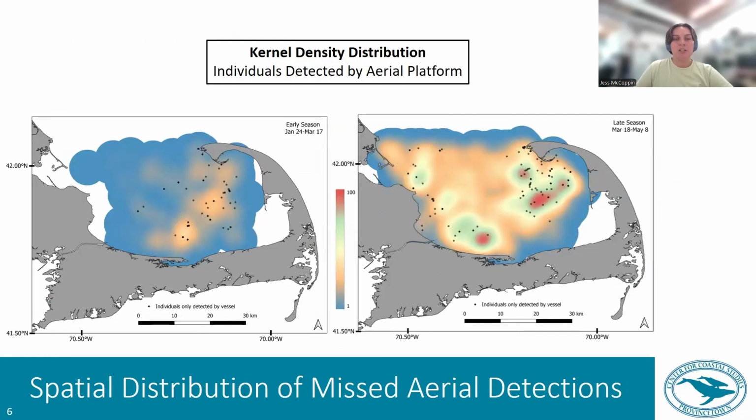Dividing this figure into early versus late season, trends in sighting density and spatial distribution become apparent. As compared to the early season on the left, the unique sightings of individuals increase in both number and their spatial use of Cape Cod Bay in the late season shown on the right. Specifically along the western edge of the bay, there are more unique sightings of individuals from the aircraft and more missed aerial sightings, underscoring the observation that aerial surveys are missing individuals in these right whale hotspots.